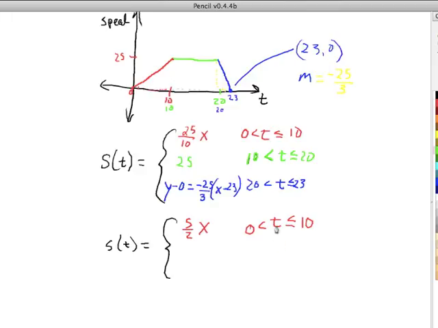It's okay if this is all black or in pencil. Less than or equal to 20. We're at this point 25, and let's just rewrite this here in blue. y is equal to negative 25 thirds times x minus 23. Perfectly acceptable answer, this is just in point slope form. For 20 less than t, less than or equal to 23. And I'll do another example in a minute, I hope.